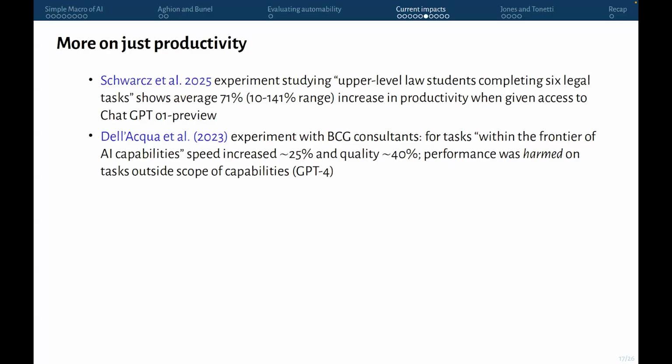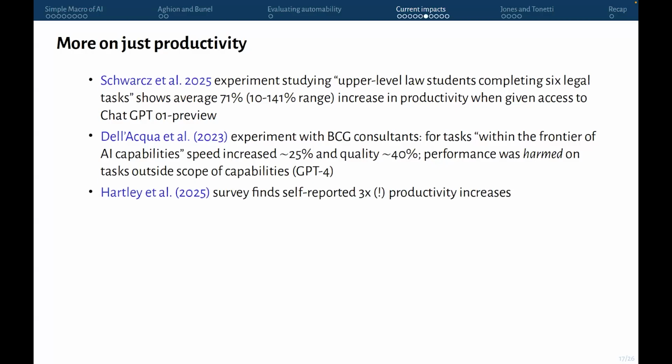Within the frontier of AI capabilities, a task is something like coming up with a new product and how you would introduce it, while outside the frontier, you're given information about a business, like spreadsheets and interviews with customers. You have to pick which of the business's brands should be promoted more, and there's a correct and incorrect answer. So interestingly, on the softer task of just being creative, the AI increases productivity, but on the hard task where there's a right and wrong answer, the AI actually hurt productivity.